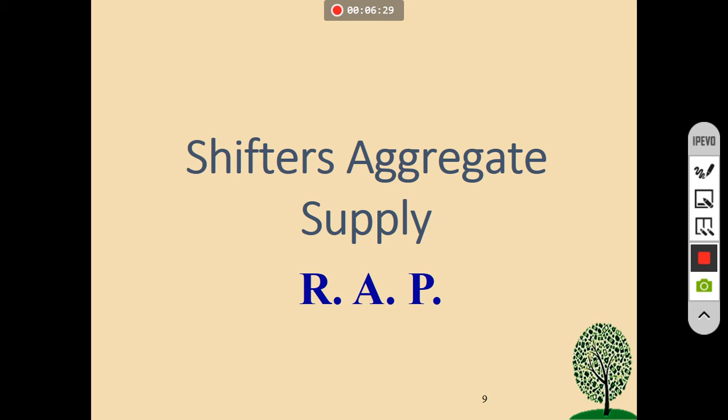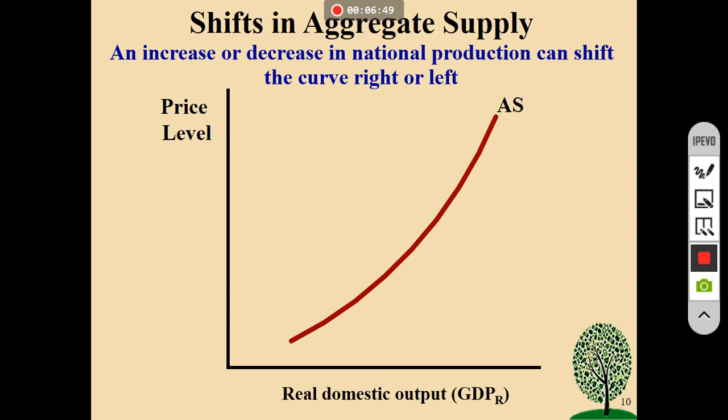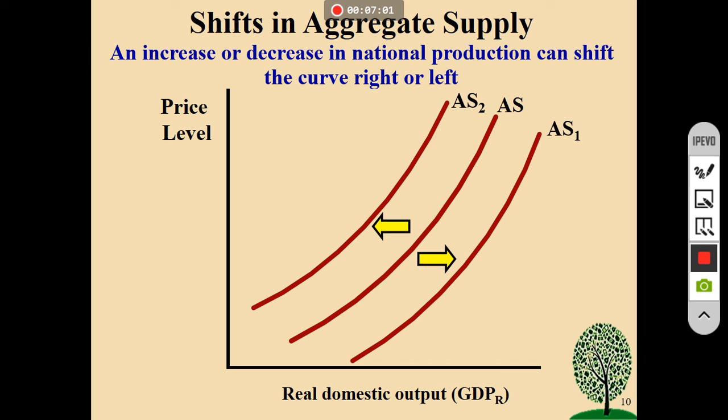Okay, so now we got those two pieces down. Let's talk about shifts of aggregate supply. This is short run shifts. Remember, the long run curve doesn't actually shift. So our acronym to get these is RAP, R-A-P. There's 3 of them. So shifts of aggregate supply, here's our short run aggregate supply curve, right? An increase or decrease in national production can shift the curve right or left. If we can now produce more in our country, we're going to shift to the right. And if we can produce less in the country, we're going to shift to the left, okay?